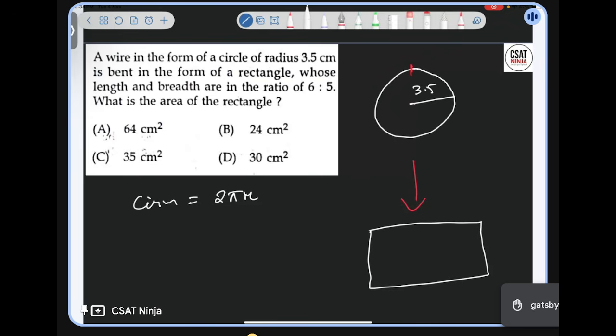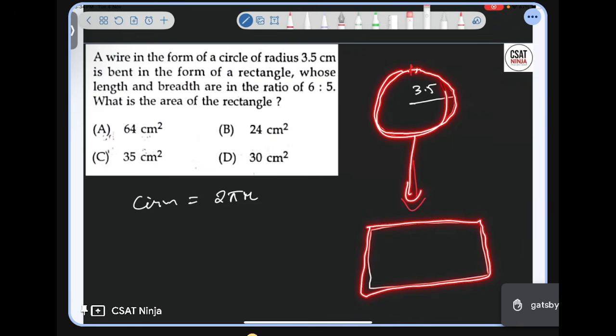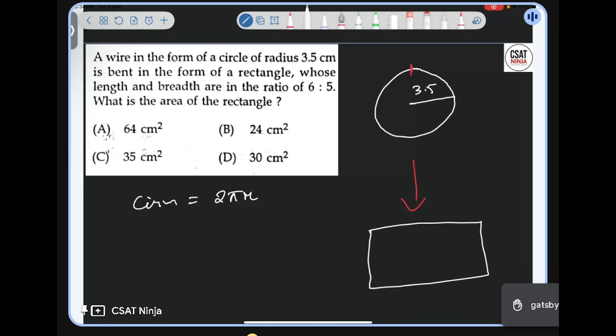So if I want to find the length of this wire, I'm using this same wire and converting it to a rectangle. But the question says the rectangle's length and breadth are in the ratio 6:5. So if length is 6x, then breadth will be 5x. Always use a variable along with the number if it is given as a ratio. Now, let us find the length of the wire first.